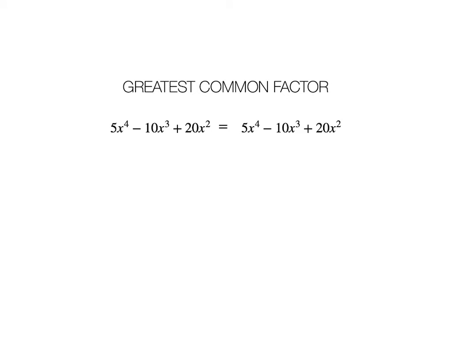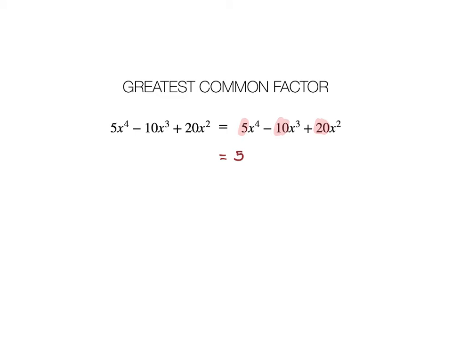And so I look at my coefficients first. We've got a 5, a 10, and a 20. And I just have to think to myself, what's the biggest number that all of these are divisible by? And everybody is divisible by 5. So I'm certainly going to divide everybody by 5 and factor that out. So I'm going to pull that 5 out.